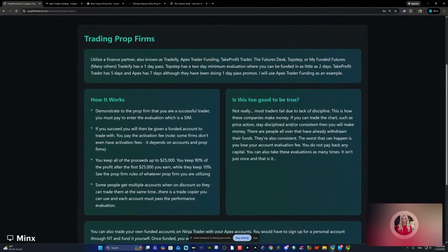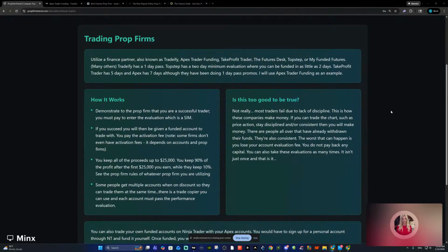So that's kind of how that works. Okay. Third way is trading prop firms. You guys have seen all over social media, there's no getting away with it. It's just getting more and more popular, I would say. That's to utilize a finance partner, also known as Tradeify, Apex Trader Funding, Take Profit Trader, the Futures Desk, Top Step, My Funded Futures. There are many others. There's like 60 or 80 different prop firms out there.